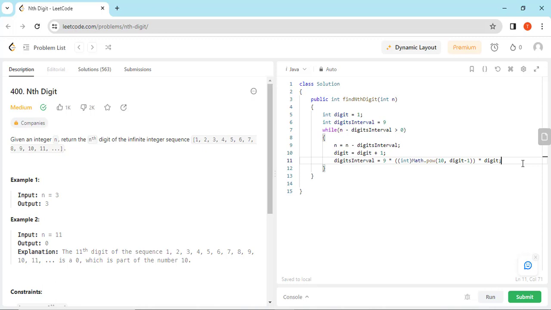So the iteration will keep on going. And when should I stop my iteration? For that, if n, which is digits interval, if digits interval is less than 0, I'll break my loop.